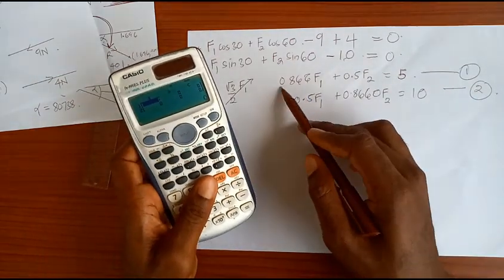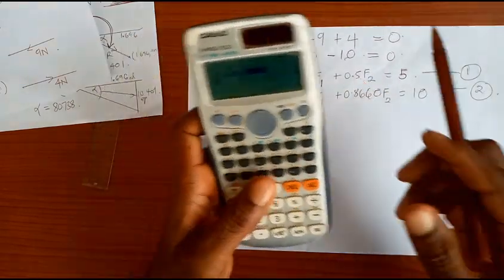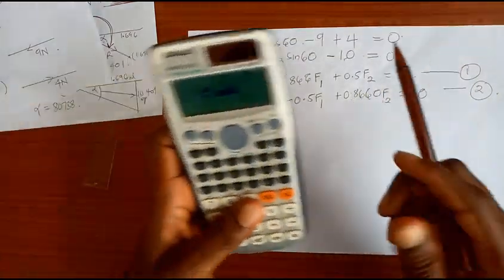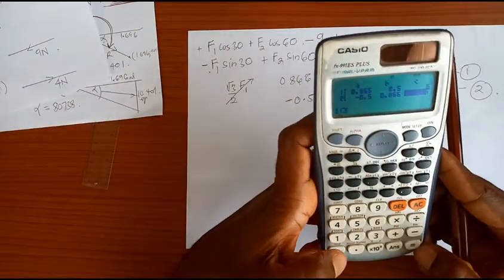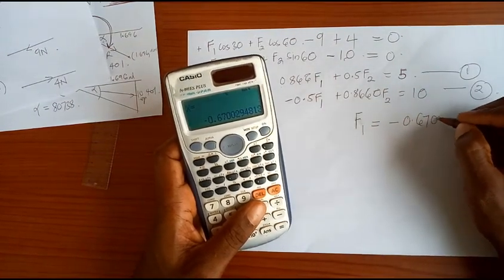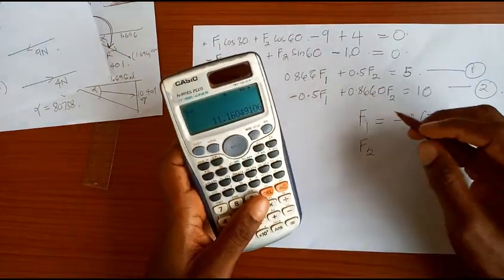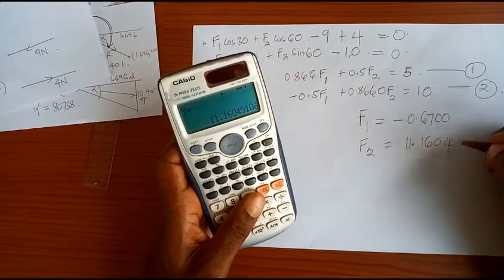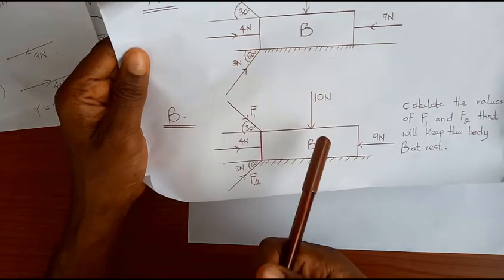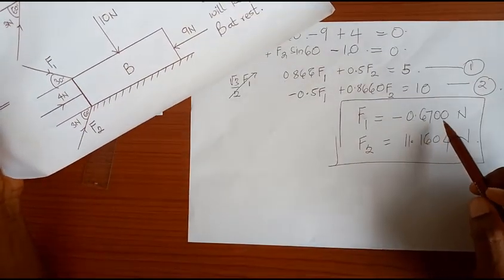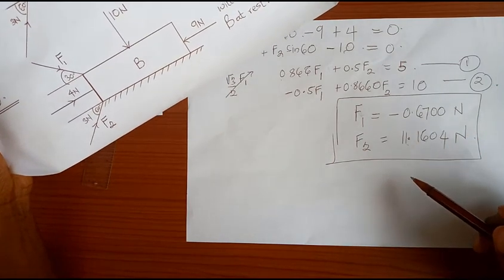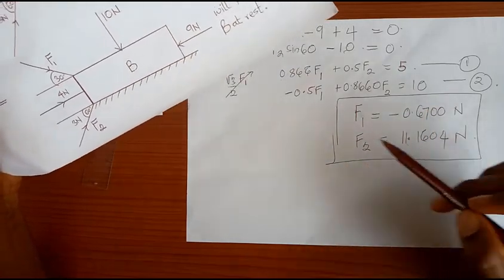Let's go for equation 5 and 1. So what do I have here? 0.866 F1 plus 0.5 F2 equals 5. Come to the second one: negative 0.5 F1 plus 0.866 F2 equals 10. So I get my F1 to be negative 0.6700 and my F2 to be 11.1604. This is in newtons, this is also in newtons. So what this means is, for this body to stay at rest, you need F1 to be negative 0.6700 newtons and F2 to be 11.1604 newtons. So these are the forces that will make this body stay at rest.